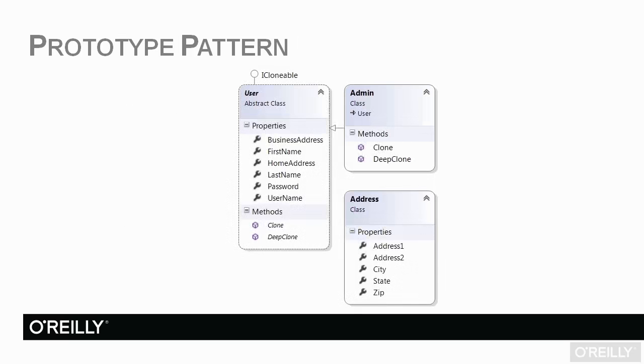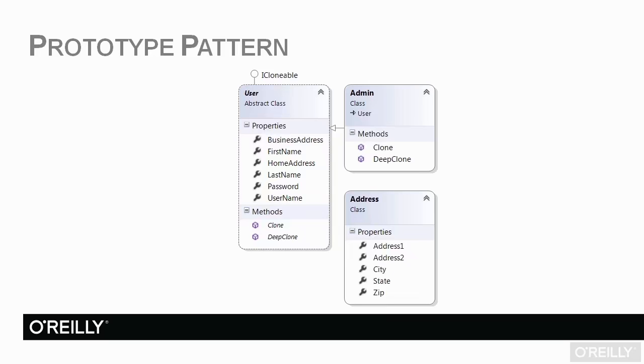So here's what our class diagram looks like, and it really isn't a whole lot in terms of the classes. We have our user abstract class, which has a business address object and a home address object. Then we have first name, last name, password, and username. Some very simple user objects. Then it has two methods, Clone and DeepClone. And you'll note that up top there, it says we're implementing the ICloneable interface. Clone is the method that implements that interface. I've provided both methods, and we'll see them in the example just to show you the difference between a shallow copy and a deep copy.